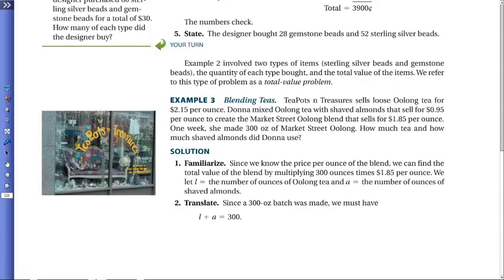Chapter 8, Section 3, Example 3. Well, to review a little bit, we're in a part of the book where we're talking about using systems to solve these applications, these word problems.